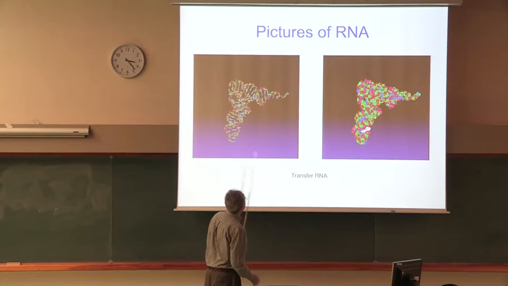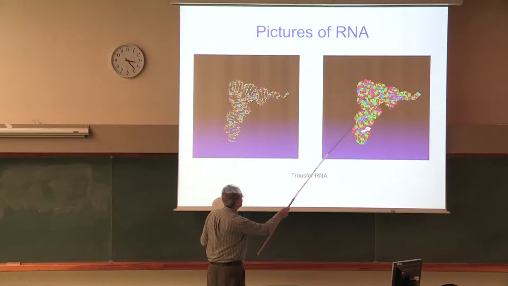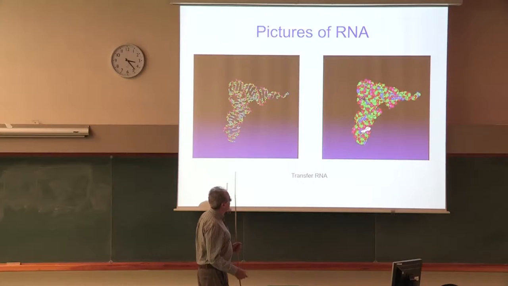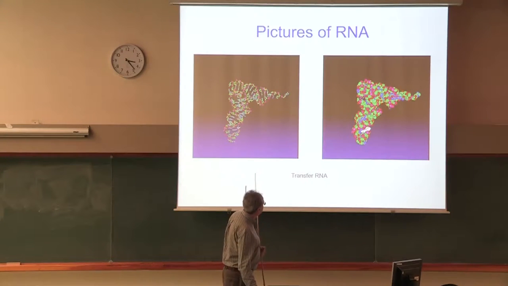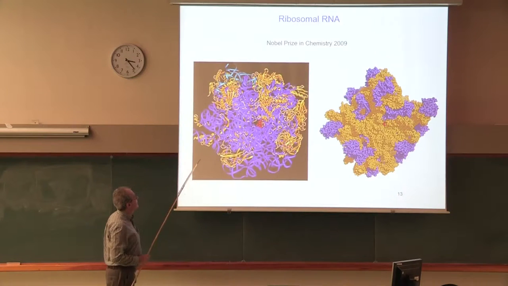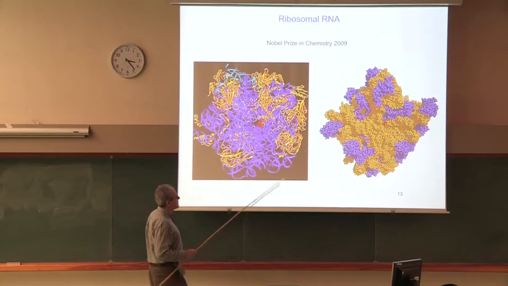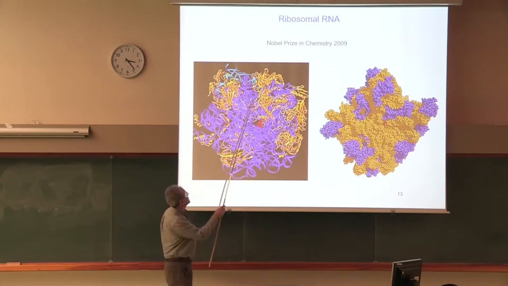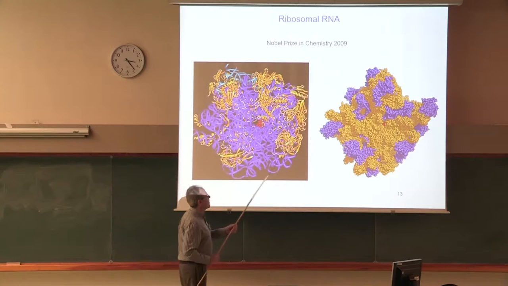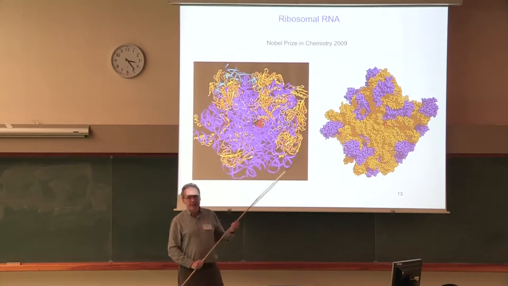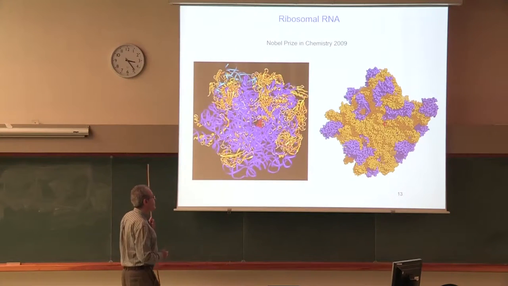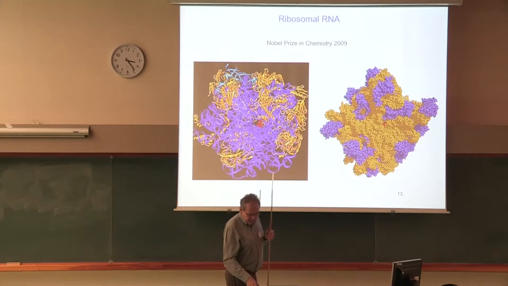So these are pictures of three-dimensional structures of RNA. This is a transfer RNA, which is among the smallest RNAs, about 70 bases. And this is a huge RNA, the ribosomal RNA, which is about 3,000 bases, and which won a Nobel Prize in chemistry in 2009, because deciphering this kind of structure in 3D by crystallography is really very challenging, and it was done in the late 90s.